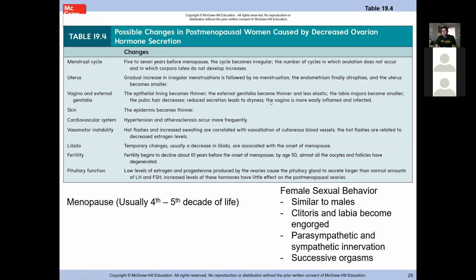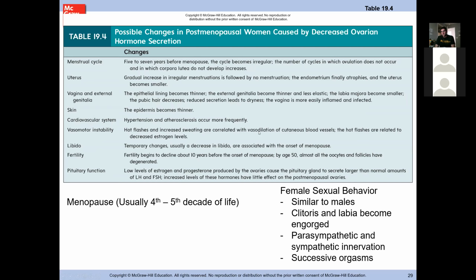Pubic hair will decrease. Reduced secretion leads to vaginal dryness, and the vagina can become more inflamed and infected because of the lack of epithelial cells that are producing those mucosal secretions. The epidermis will become thinner, so skin becomes thinner. You can develop hypertension and arteriosclerosis. Hot flashes and increased sweating are correlated with vasodilation of cutaneous blood vessels. The hot flashes are related to decreased estrogen levels. So as estrogen declines, this is one of the causes for hot flashes occurring.